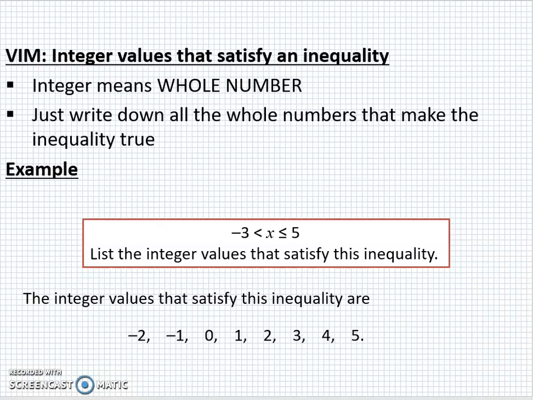Okay? If I want to list all the integer values that satisfy this inequality, I wouldn't start on -3 because this 3 is not included. I will start on the next number, and then that would be -2, -1, 0, 1, 2, 3, 4, and 5, because 5 is included in that inequality, and that would be it. Okay, they would be the only integer values that would satisfy this particular inequality. So please press pause and copy that down.